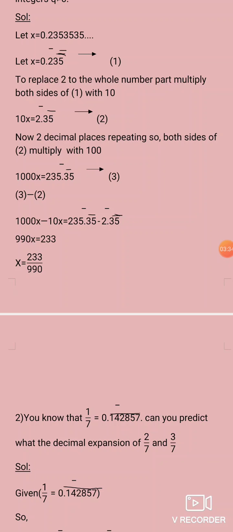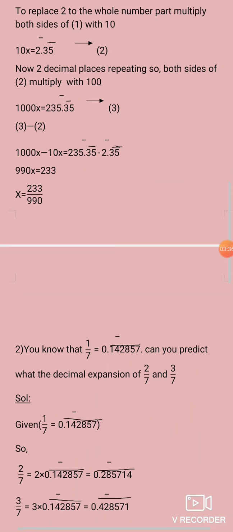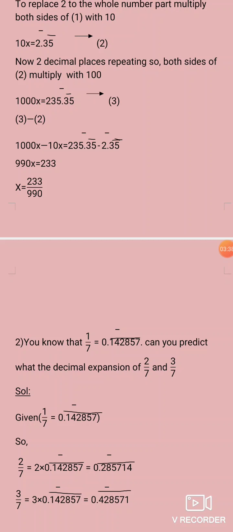Simple one. So to find 2 by 7, what? 2 into the value of 1 by 7. Then just multiply those numbers. So what we get? 0.285714 bar. Then 3 by 7 means what? 3 into the value of 1 by 7. Then what we get? 0.428571 bar. Simple one but important also.